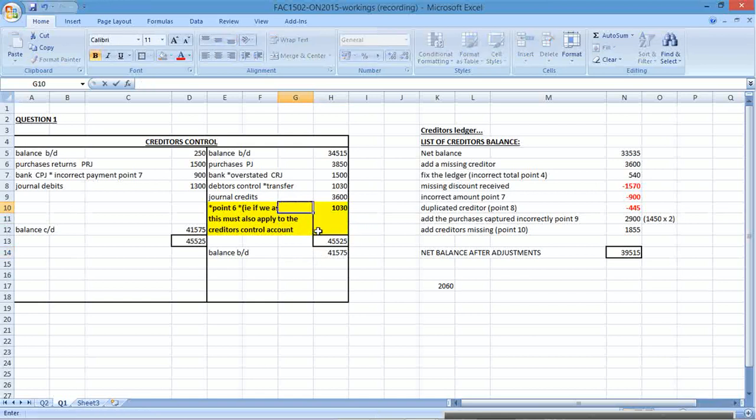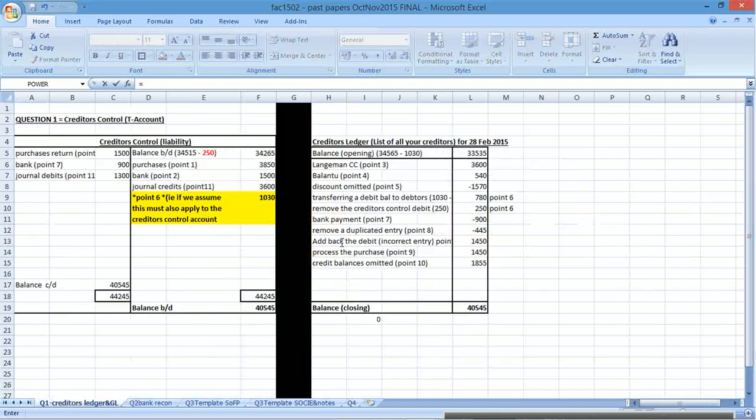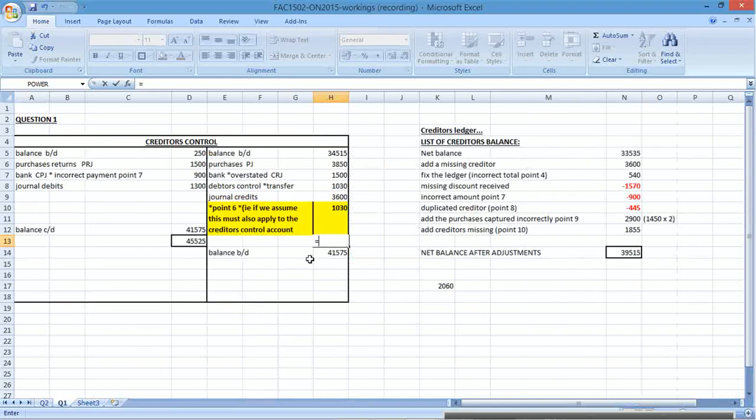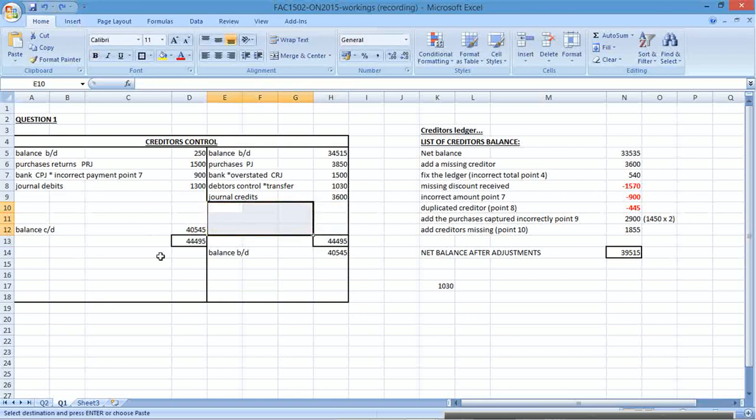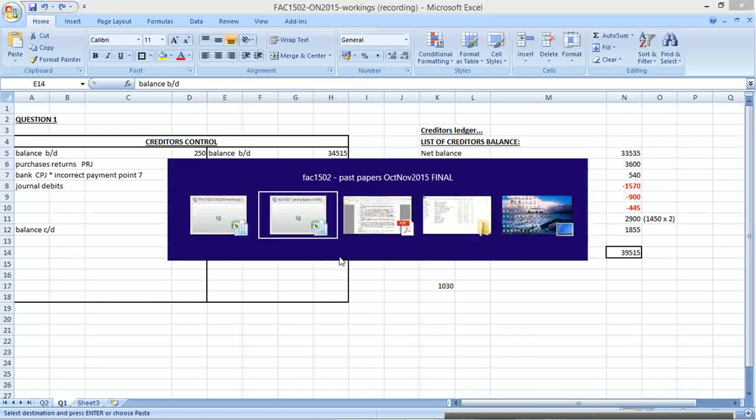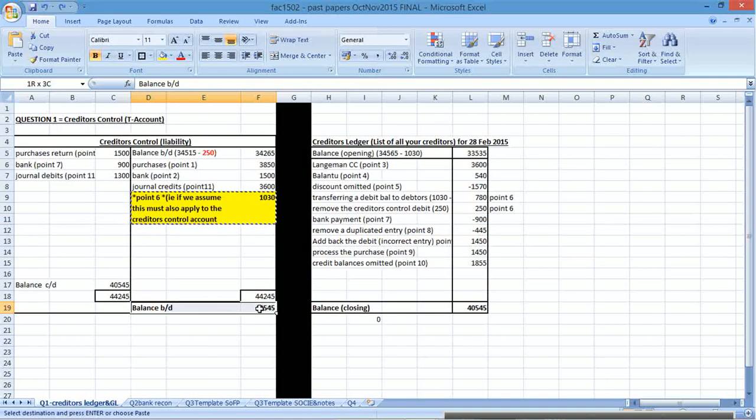Then this is going to be equal to, this was 1300, 1030. Hold on a sec. Back. Okay, what was my balance here? It was 40540. Yeah, that's right. That was the balance that I had here.